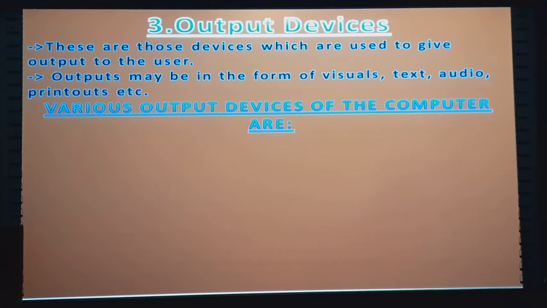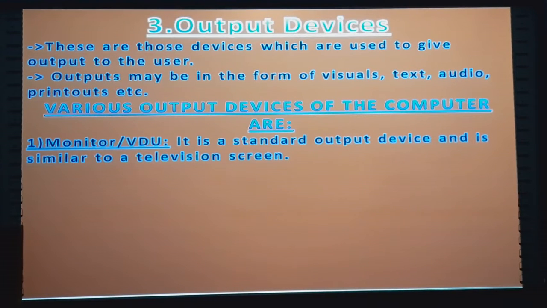So there are several output devices of a computer. Let us list a few of them along with their functionalities and their pictures. The first one is the monitor or visual display unit. VDU stands for visual display unit. It is a standard output device and is similar to a television screen. You might have seen a television; everyone possesses a television screen. Similar to that, the monitor or visual display unit looks like a television screen, and whatever task has been accomplished can be seen in our monitor or visual display unit.